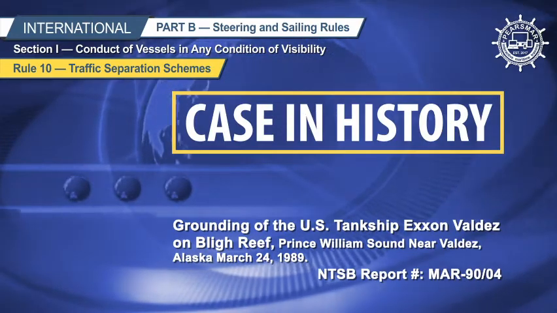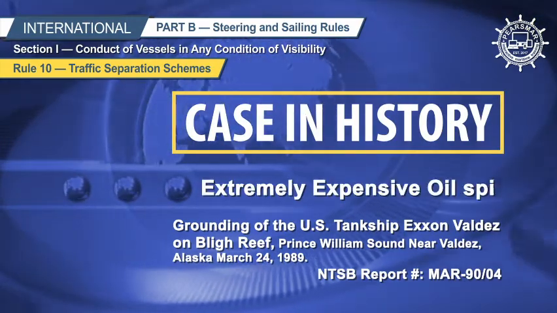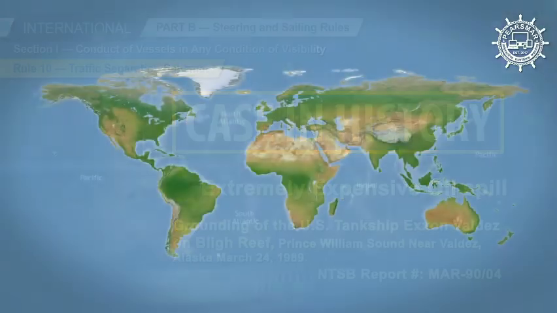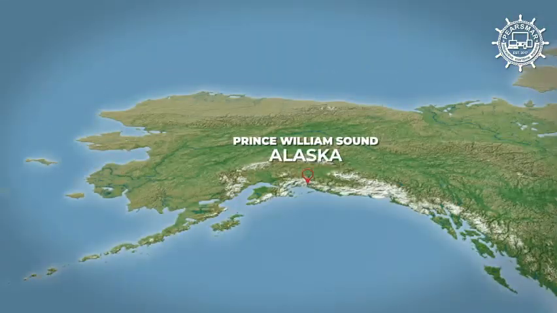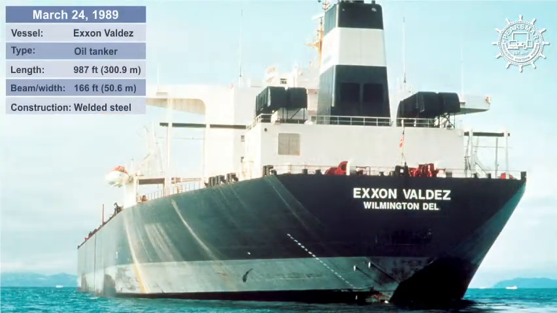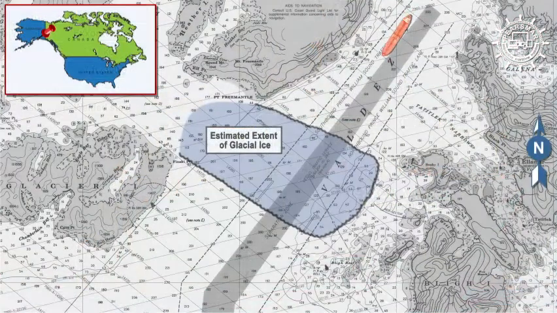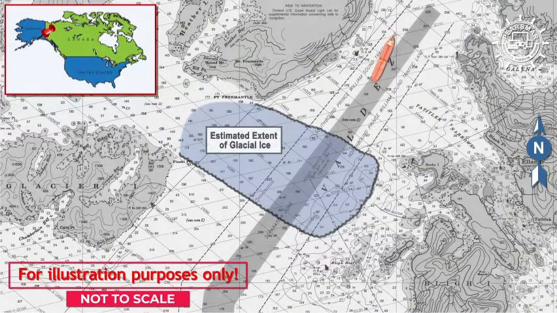Case in history: extremely expensive oil spill. Just after midnight on March 24, 1989, the Exxon Valdez, an oil tanker, was outbound in Prince William Sound traffic separation scheme when she encountered a large pack of floating ice. The Exxon Valdez exited the traffic separation scheme and entered the inshore traffic zone to avoid the ice. While attempting to return to the traffic lane, the Exxon Valdez ran aground on Bly Reef.